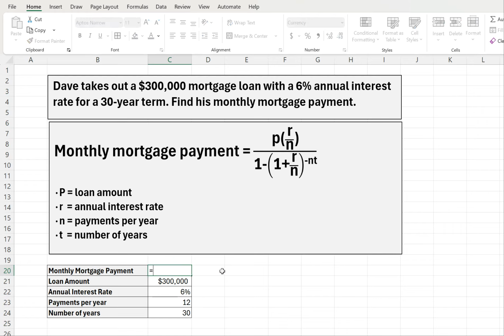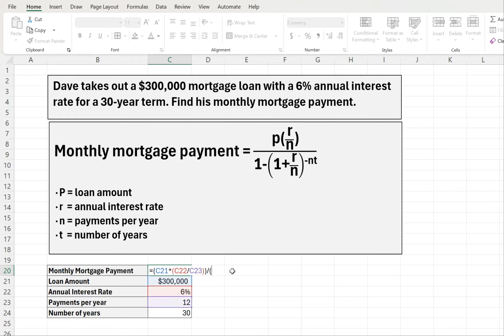Now, here's the formula we can use to calculate the monthly mortgage payment. We can say equals, parentheses, we have P, so that's the loan amount, so that's this cell, times R divided by N, so the annual interest rate divided by the number of payments per year. So that would be this cell divided by this cell. Then we'll close our parentheses, and we'll close our parentheses one more time.